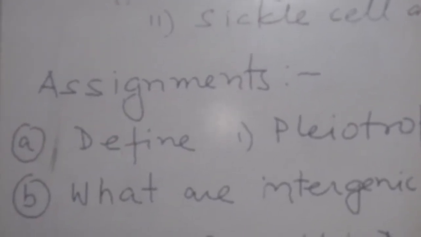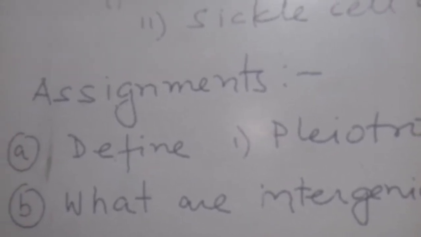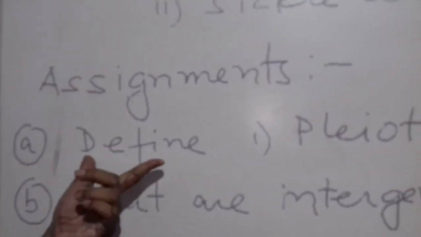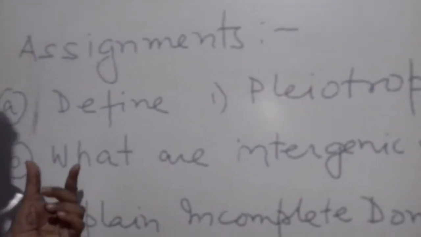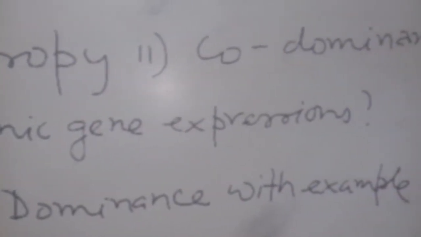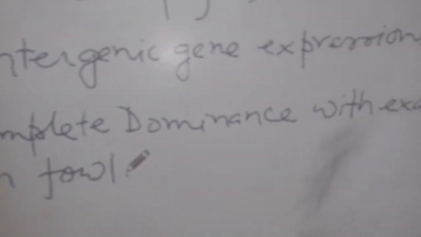Let us see the assignments. Please do the assignment. Please write it down. We are going to see it later on. We'll check it out. A, define: number 1 pleiotropy, number 2 codominance. So pleiotropy and codominance, I am repeating. B, what are the intergenic gene expressions? C, explain incomplete dominance with examples from the Andalusian fowl.